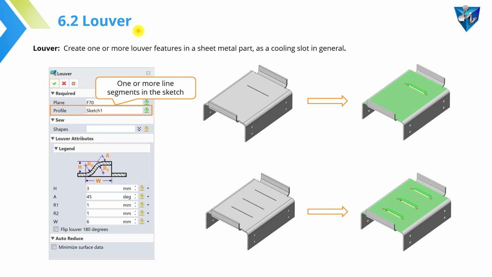Next one is lover. For many sheet metal parts, there should be lovers to dissipate heat. So we can use ZW3D to create a lover very quickly. And all we need is just a line or multi-lines to define the length and the position of the lover. And it can be created very quickly by the parameters.